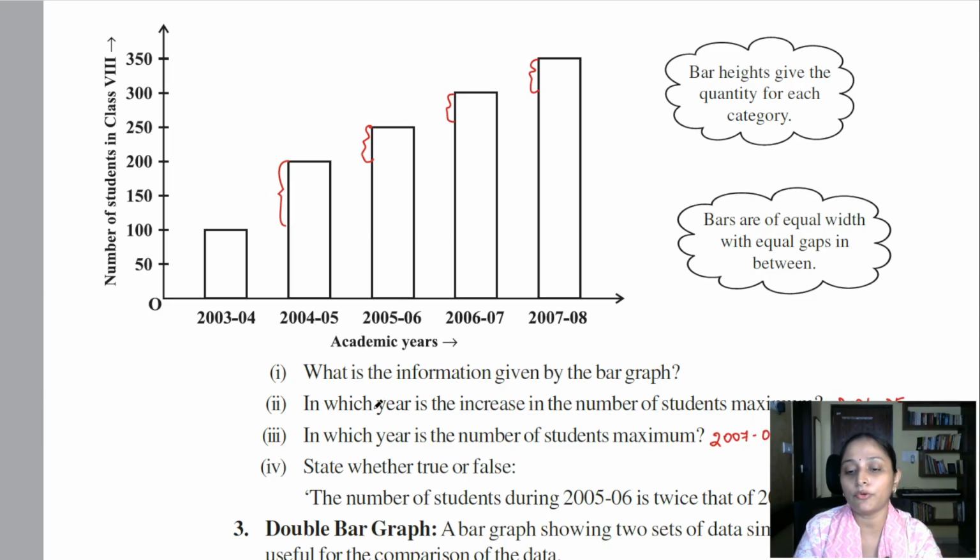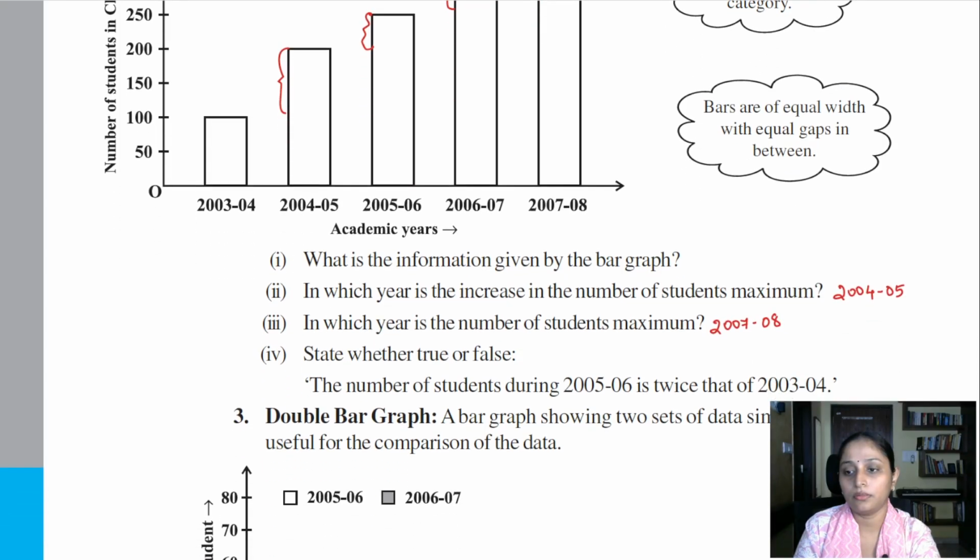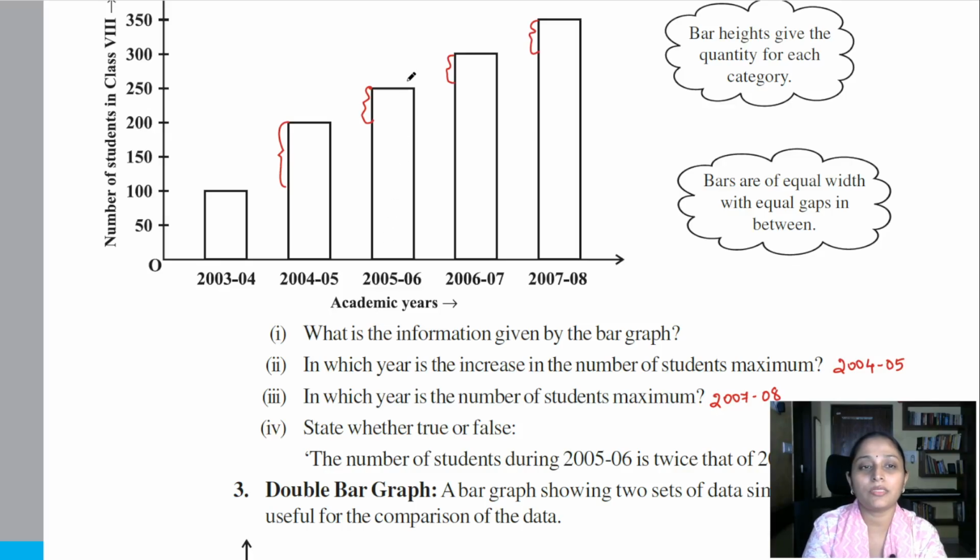State whether true or false: the number of students during 2005-6 is twice that of 2003-4. 2005-6, what is the number of students? It is 250. Okay. During 2003-4, it is 100. So 100 is not twice of 250. So this statement is false, right? So this is the example. You will be looking at the graph given to you, and studying that graph, you will be able to answer the questions.